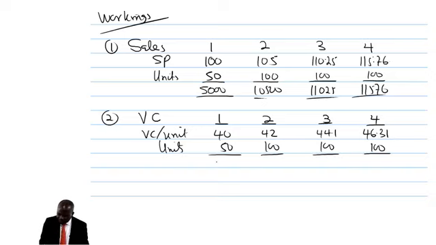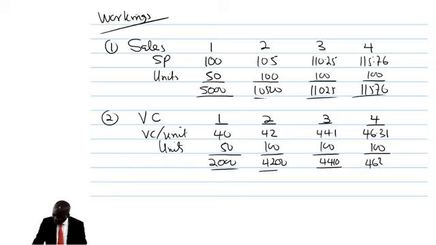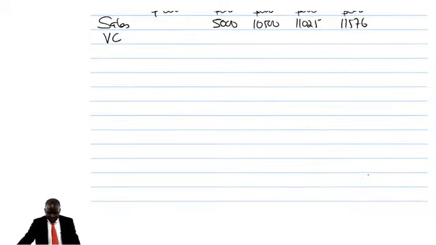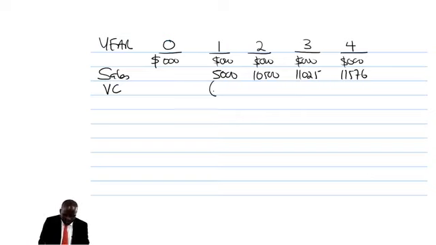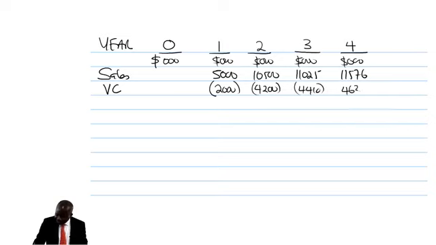So I multiply. This is 2,000. This is 4,200. This is 4,410, and then this one will be 4,631. Okay, that is done. I move myself up. What are the figures? Variable cost is a cash outflow. So this is 2,000 and this is 4,200. This is 4,410 and this is 4,631.